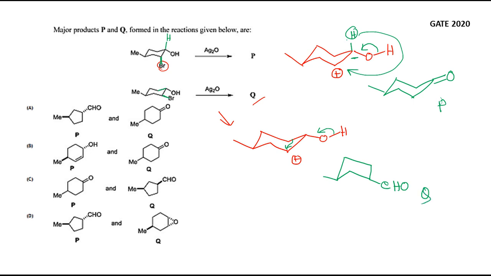For P, if you are sure about the structure of P, then also you can choose option C. And Q is only present in option C. So option C is the correct option.